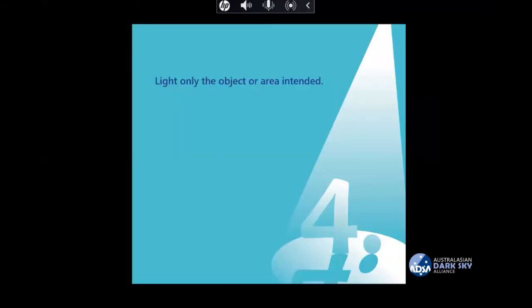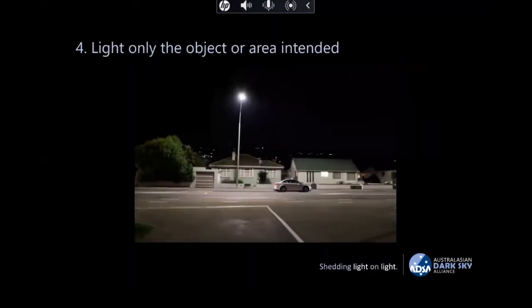Light only the object or area intended. Well, here's a classic example of a light not doing that. This is a street light. Its purpose is to light the street and the pathway. And it's putting just as much light onto the houses and the tree.